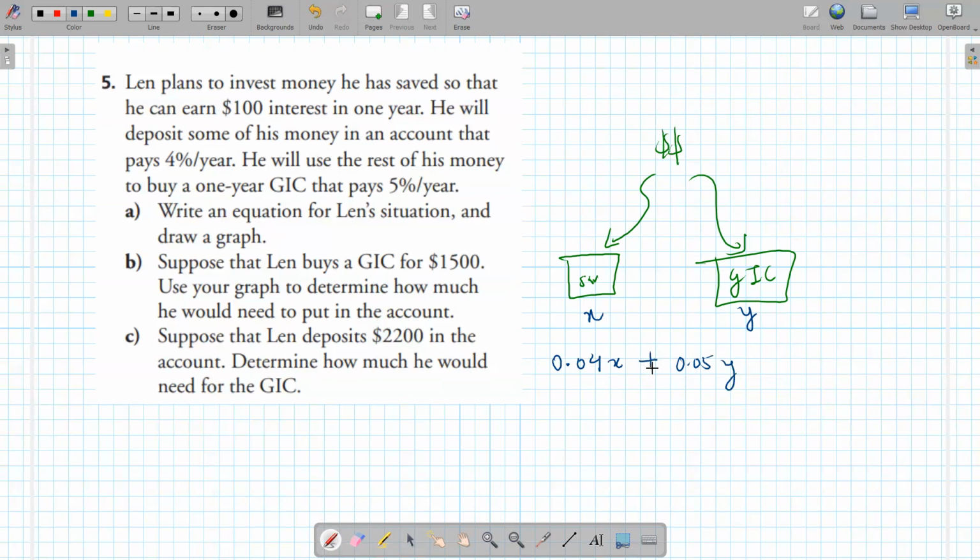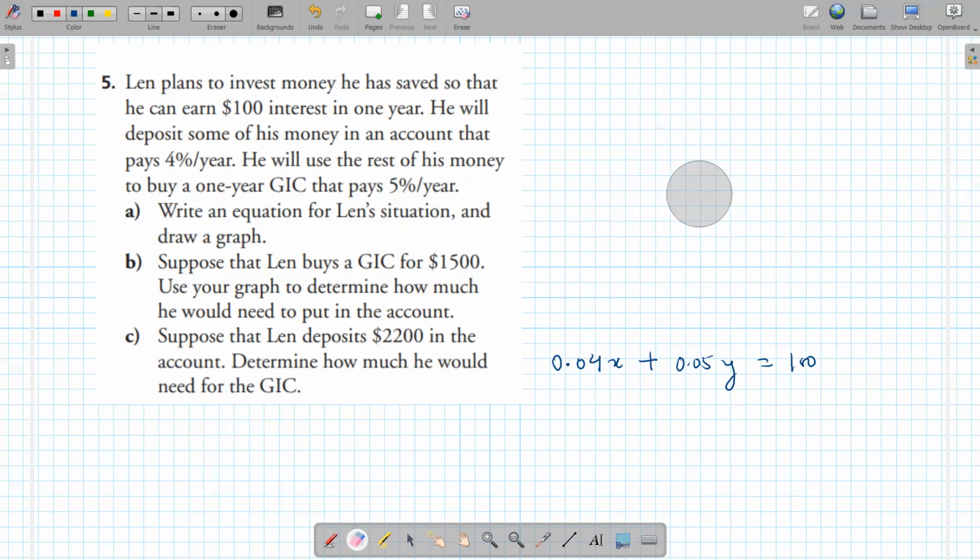This is his total interest earned. Therefore, that should be equal to 100 because that's what he wants to make in 1 year. Okay? Does it make sense? It does. So that's the equation here.